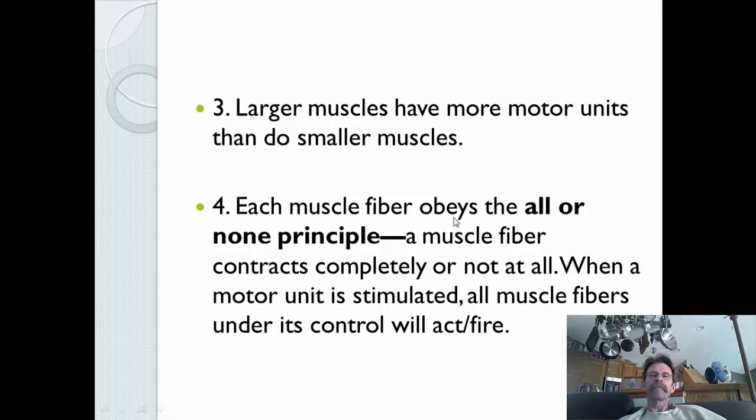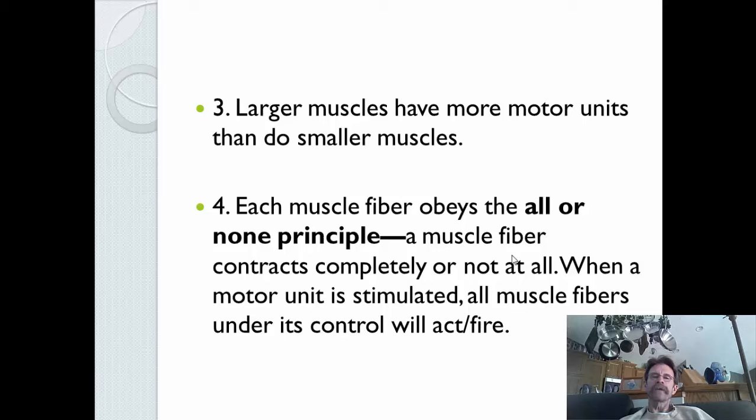What each muscle fiber obeys, though, no matter the size of the motor unit, is something called the all or none principle. A muscle fiber will completely contract or not at all. What that means is, throughout the myofilaments of that muscle fiber, all the myofilaments will contract or none will contract. It's called the all or none principle.